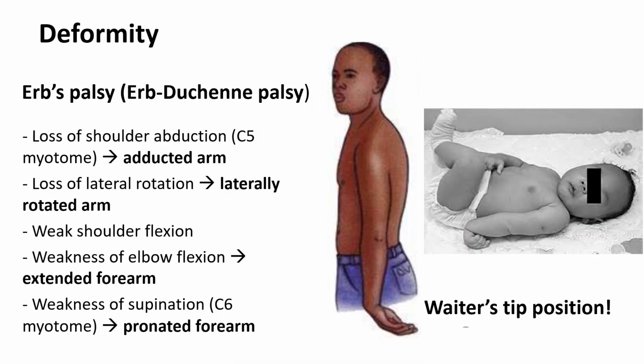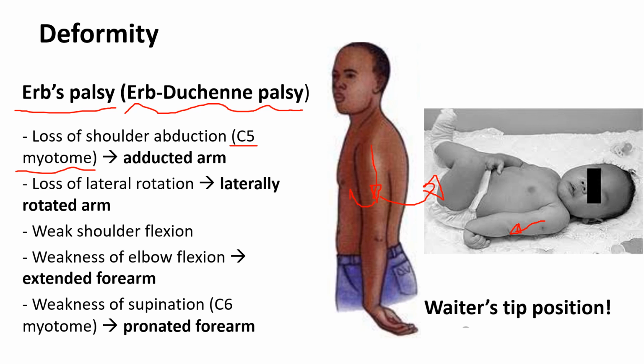So, loss of muscle function innervated by C5 and C6 roots will give us a deformity called Erb's palsy. In fact, it's called Erb-Duchenne palsy. In this palsy, we can see that the arm hangs by the side of the patient, unable to abduct the shoulder joint. This is due to paralysis of supraspinatus and deltoid muscles, as well as a loss of C5 myotome.